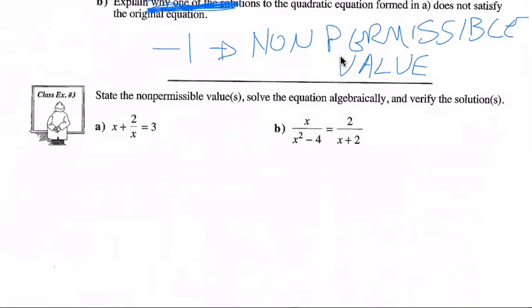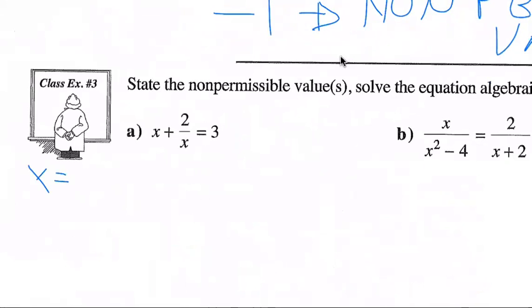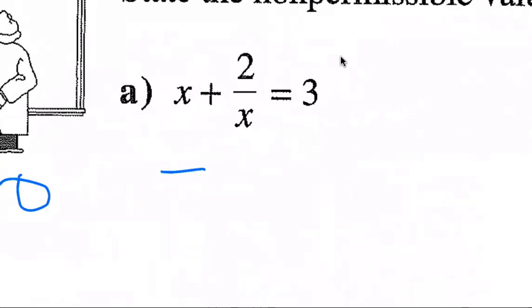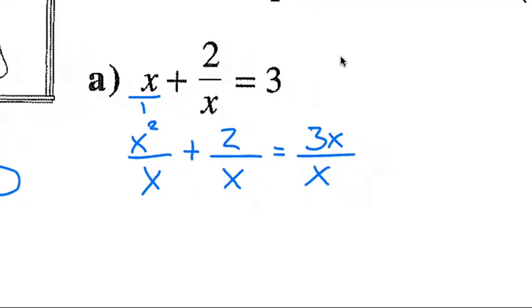Question or example 3. Example 3, let's do A. Our non-permissible value is x cannot equal 0. And then my common denominator is, I want this on x. This is already on x. And I want this on x. I multiply 1 by x, so this is x squared. And I multiply 3 by x, so that's 3x. I didn't color code this one. Hopefully you can see that. If not, then I'll color code the next one.